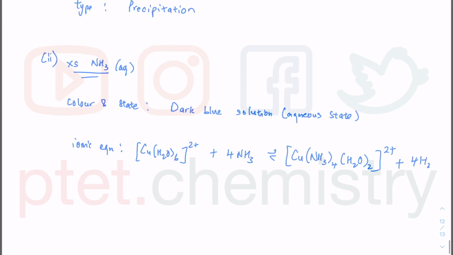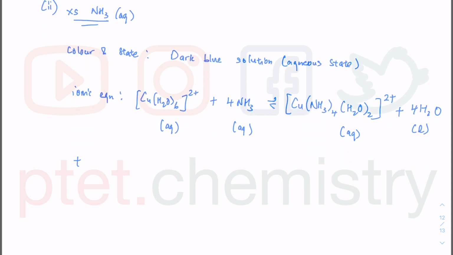Be very careful to write your equation balanced. 6 water gives you 2 water remaining. So you kick out 4 water, only 4 ammonia replace 4 of the water. It's an incomplete substitution to give you that dark blue complex. It's a feature quite special and quite unique to copper chemistry. And this type of reaction is no longer a precipitation because all of these are aqueous. Pale blue solution, colorless solution, dark blue solution, and liquid water, a colorless liquid, not a solution, because all of these are dissolved in water.